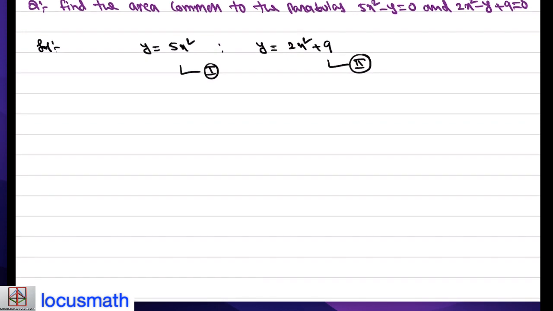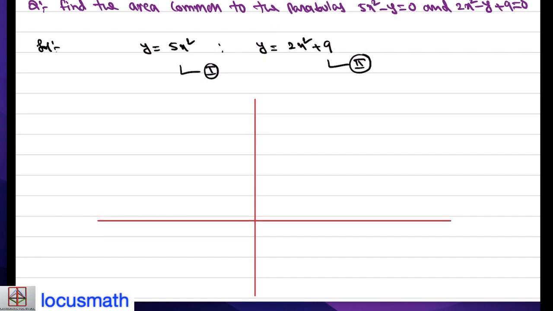If you draw the parabolas on the same coordinate plane, this is the y axis and x axis. The first one, y equals 5x square, passes through the origin and the coefficient of x square is positive, therefore it is an open upward parabola. So the parabola y equals 5x square will be like this. Its vertex is at the origin, and it opens upward because the coefficient of x square is positive. For the second one also the coefficient of x square is positive, so it is also an open upward parabola, but it doesn't pass through the origin.